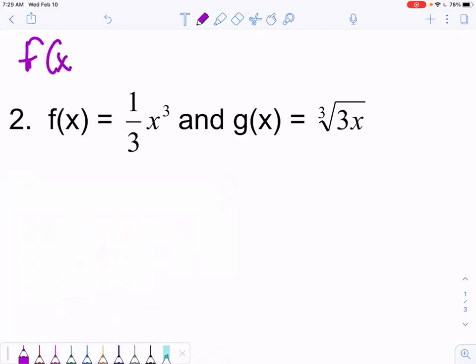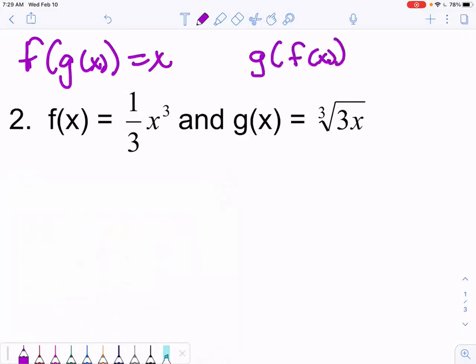That f of g of x equals x. And then I also need to show that g of f of x equals x. So that's how you show it if you start with 2 functions. You're not asked to find the inverse. That was the second group of problems. These wanted you to determine if they were inverses of each other.